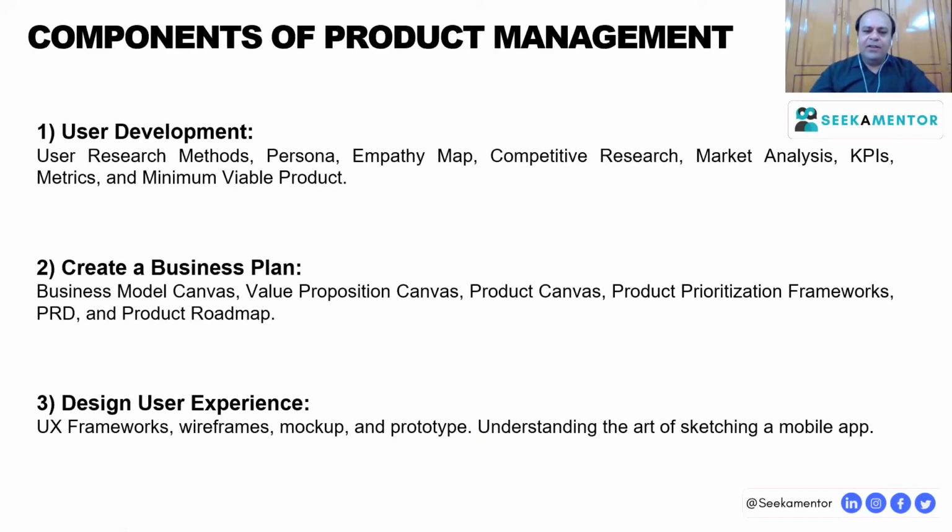So a product manager is basically working on multiple areas. There are 6 different areas in which the product manager is working. First is user development. Start working from the beginning, that is called the idea.